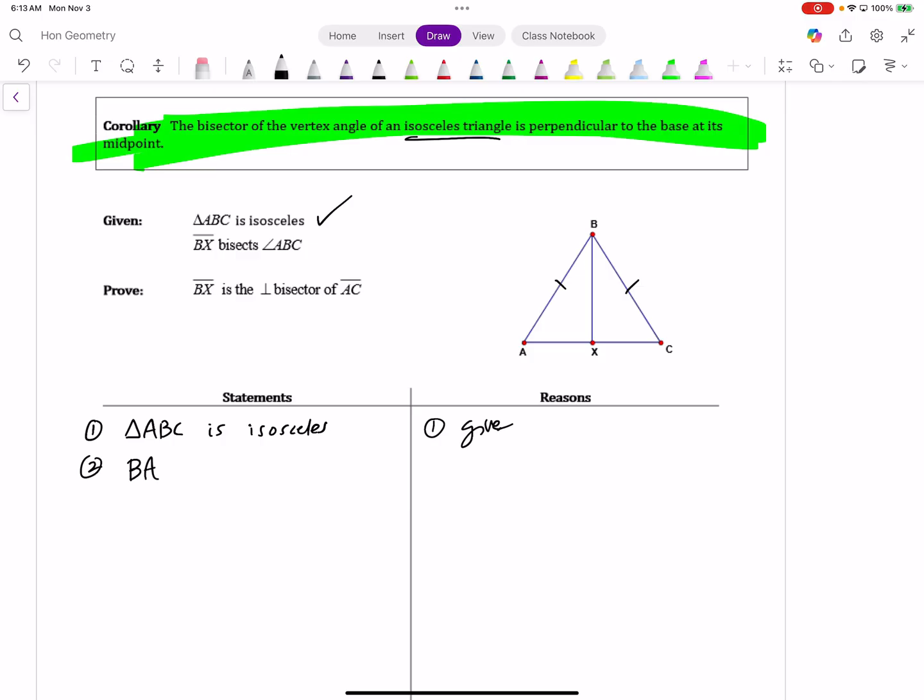So let's come from the vertex. BA is congruent to BC, because that's the definition of an isosceles triangle. All right, the next thing they tell you is that BX bisects angle ABC, which means this angle is congruent to this angle.